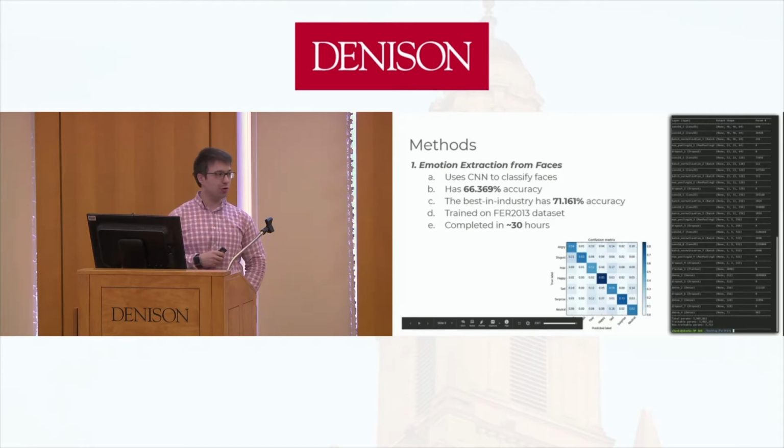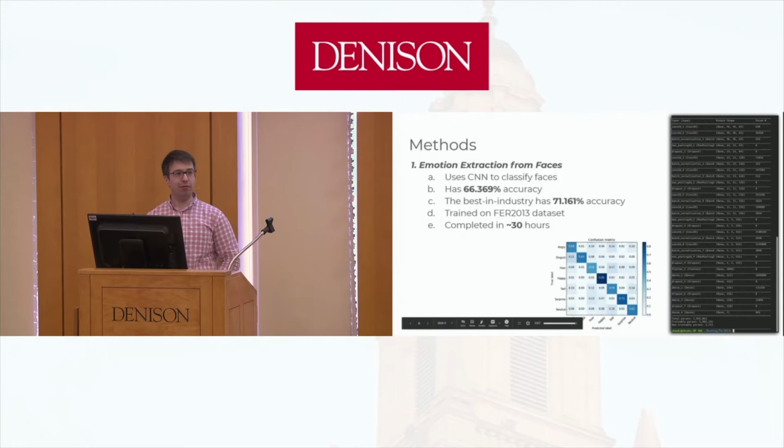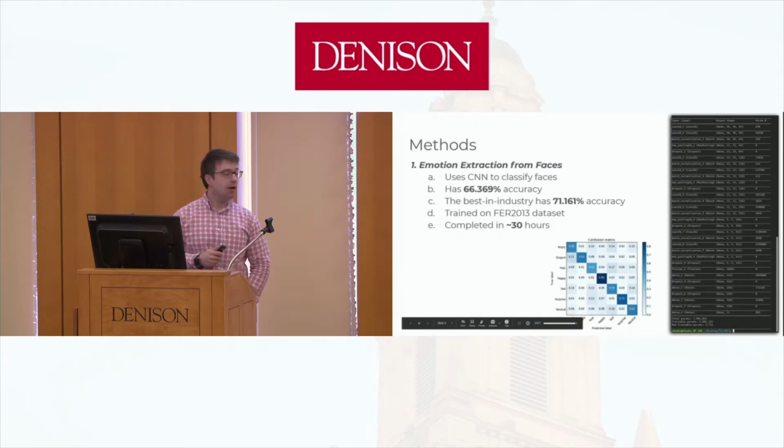And I use a convolutional neural network model to classify faces and to extract emotions. The model that I developed has a little more than 66% accuracy for 7 classes of emotion, which is kind of okay if you have so many classes. So it's not a binary model. It's a multinomial model. It has a lot of possible classifications. And the best model in industry, with which you can make a lot of money, has a 71% accuracy. So it's kind of close to that.